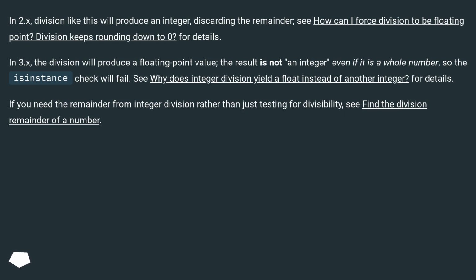For details. In 3.x, the division will produce a floating point value. The result is not an integer even if it is a whole number, so the isinstance check will fail. See, why does integer division yield a float instead of another integer? For details. If you need the remainder from integer division rather than just testing for divisibility, see, find the division remainder of a number.